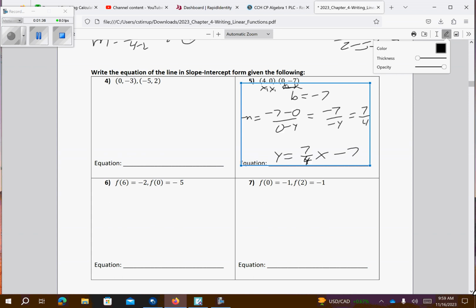Number 7 is written a little differently. Realize this is a point. 0, negative 1 is a point, as well as 2, negative 1. Well, that's my y-intercept. That's my b value. So my b value is negative 1.